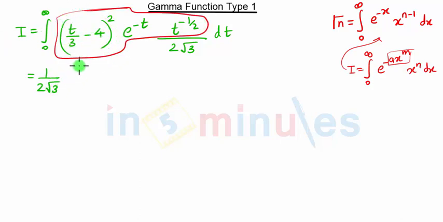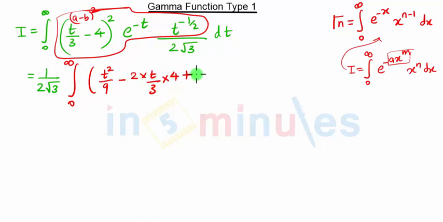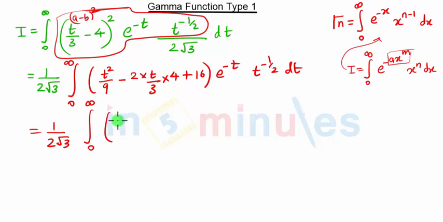First we will expand this term, so the integration from 0 to infinity will remain as it is. T by 3 minus 4, the whole square, is similar to a minus b the whole square, which states a square minus 2ab plus b square, and 4 square is 16. E raised to minus t and t raised to minus half dt will remain as it is. Then we have 1 upon 2 root 3 integration from 0 to infinity. T square by 9 will remain as it is, minus 2 into 4 becomes 8, upon 3 into t, plus 16, e raised to minus t, t raised to minus half dt.